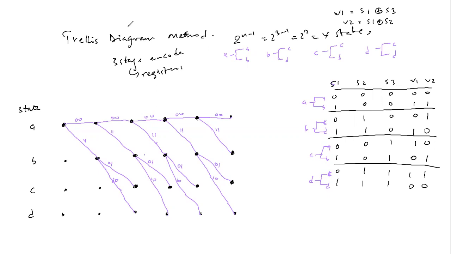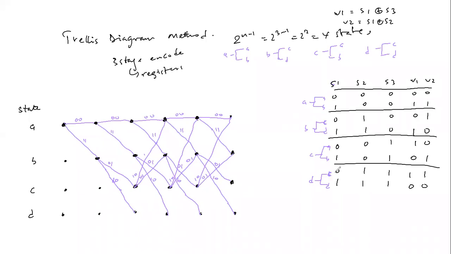So now we can move from C to A. That's this, C to A. Then the output is 1, 0. And then from C to B, the output is 0. So once again, from C to A, this is 1, 0. C to B, this is 0.